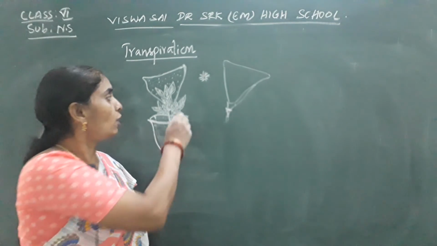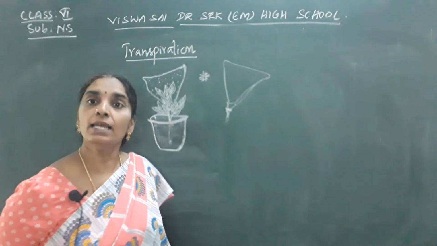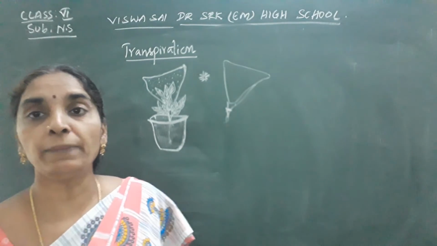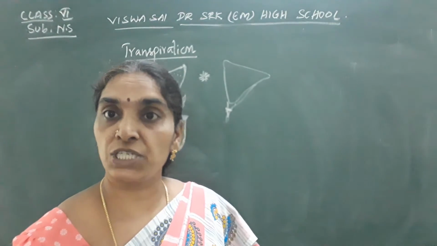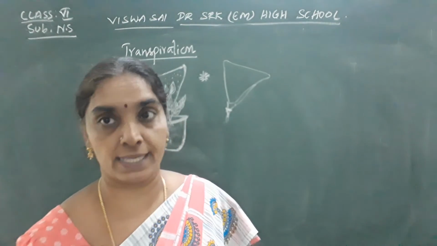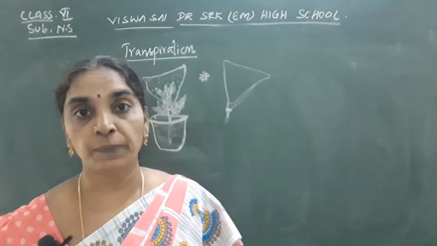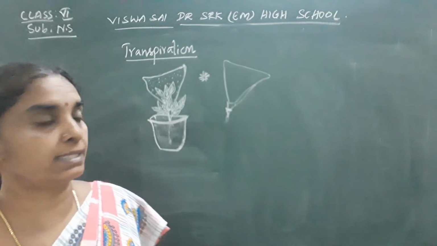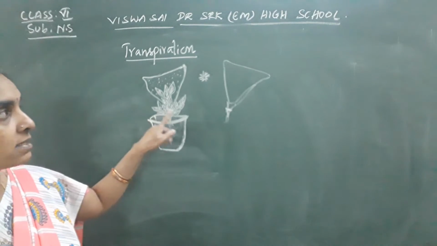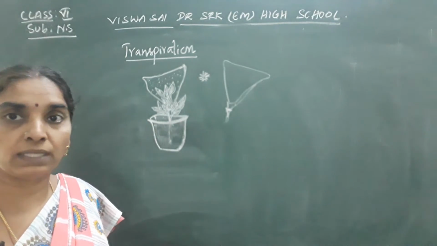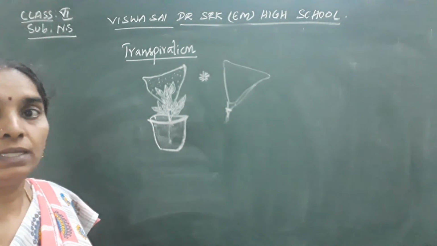Okay, so that is performed by the stomata of the leaves. Stomata perform the functions of respiration, transpiration and photosynthesis. So that is about the transpiration process. Now let's answer the questions that are given in your textbook.